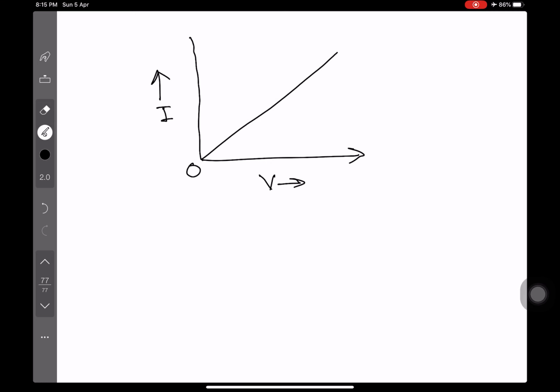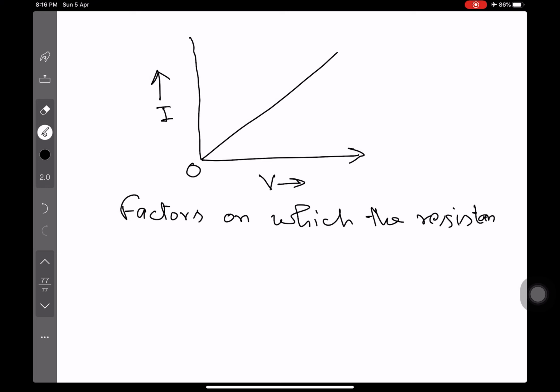Now, factors on which the resistance of a conductor depends.